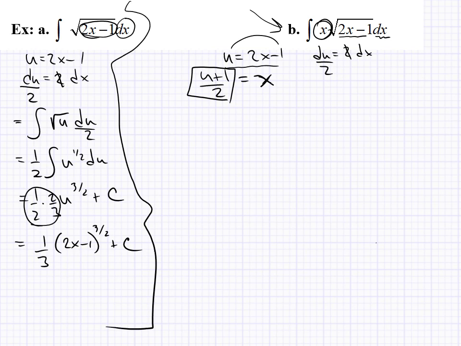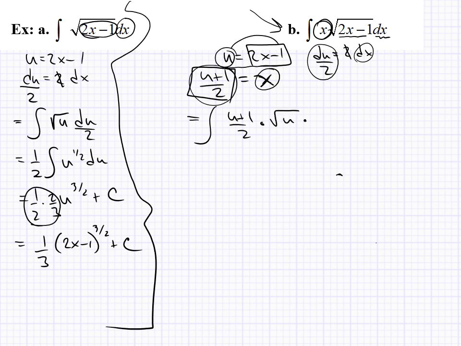So I'm going to use that as well. So this is going to be replaced by a u. x is going to be replaced by u plus 1 over 2. And dx is going to be replaced by du over 2. So what do I have? I have u plus 1 over 2 times the square root of u times du over 2.